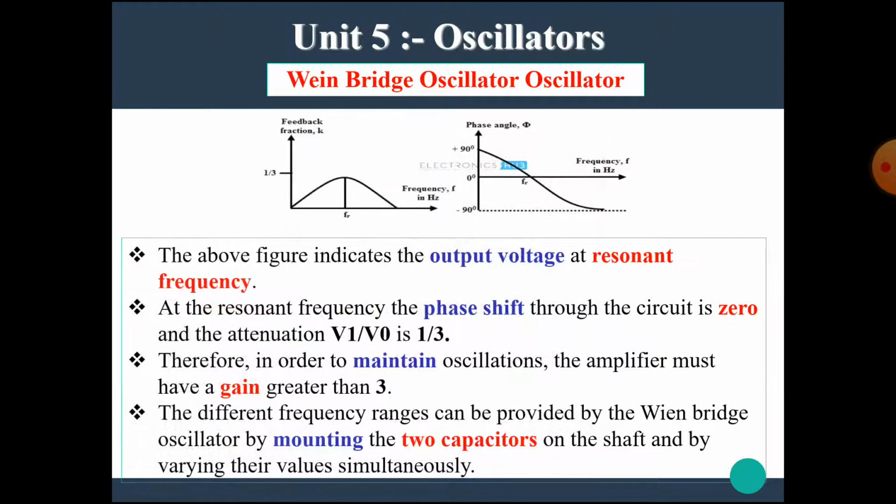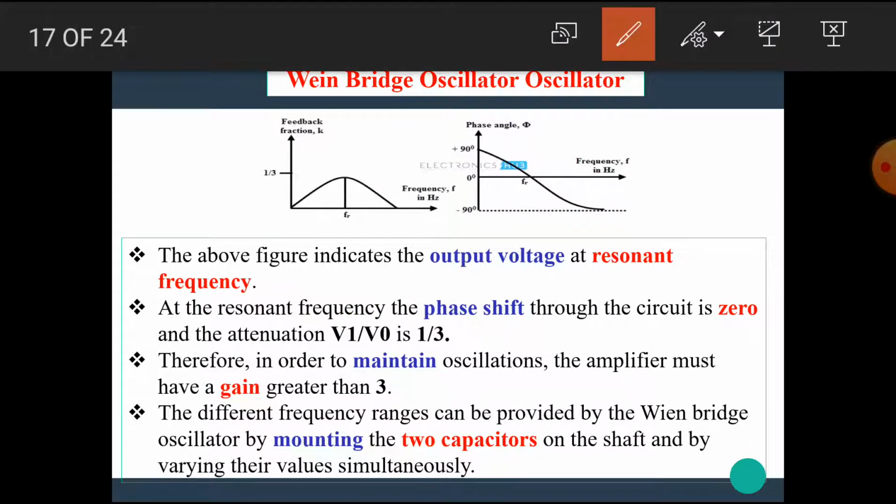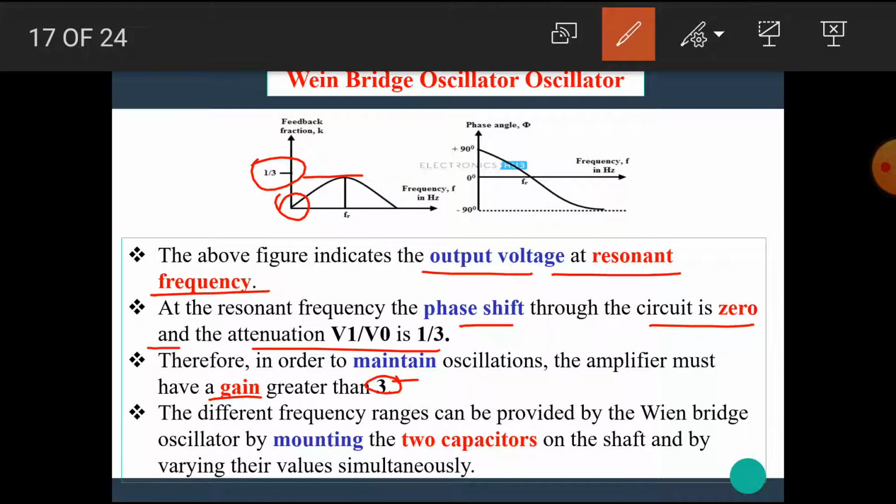This is the standard formula for the frequency. The above figure indicates the output voltage at the resonant frequency. At the resonant frequency, the phase shift through the circuit is 0 and the attenuation V1 upon V0 is 1 upon 3. That means the phase shift is 0 and V1 upon V0 is 1 upon 3. Therefore, in order to maintain the oscillation, the amplifier must have gain greater than 3.